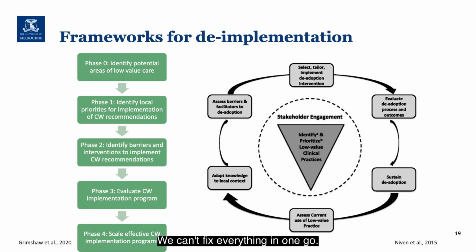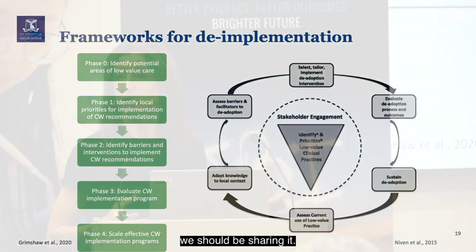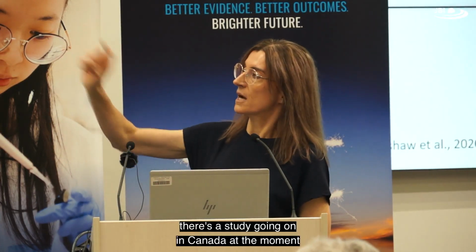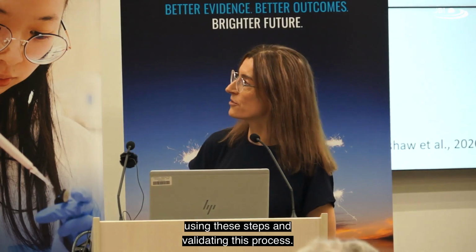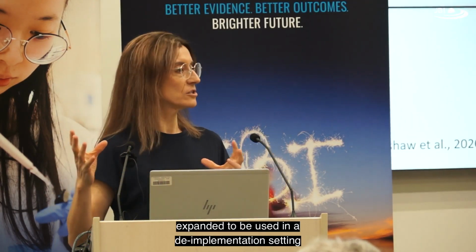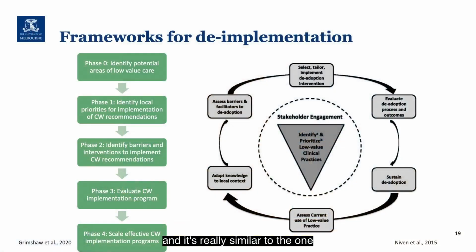We can't fix everything in one go. So you have to have this process around, what will we focus on initially? Where are our resources and our attentions going to go? And also the addition of that final phase, which is around scale. If we've worked out a successful way to do this, we should be sharing it. That's really important. We should be able to successfully scale to other settings. I think there's a study going on in Canada at the moment using these steps and validating this process. The other framework, it might be one that some of us have seen in this room, it's the Knowledge to Action framework, and it's just been expanded to be used in a de-implementation setting. And it's really similar to the one that Jeremy Grimshaw has developed. So again, identifying and prioritising low-value clinical practices, and then going through the process of trying to figure out why, putting into place the implementation strategies, evaluating, and then looking at whether we can scale.